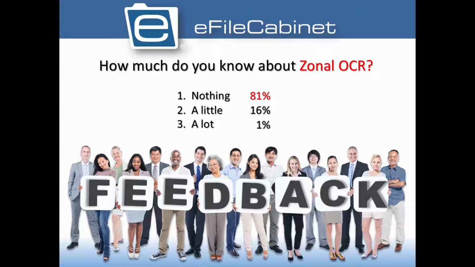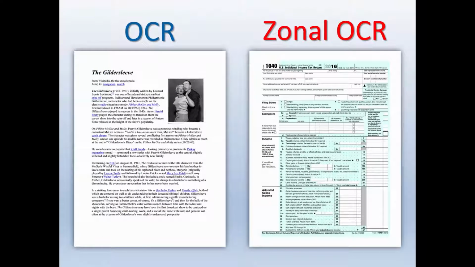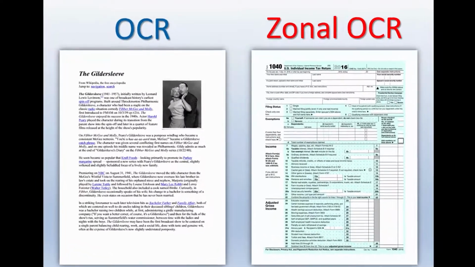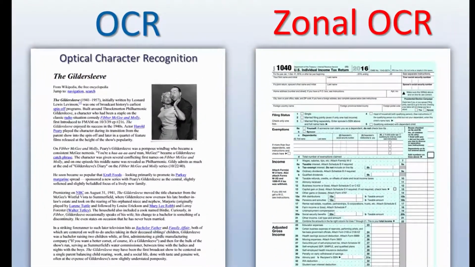Also, during the webinar, I was asked the question as to how Zonal OCR differs from OCR. So I thought the best way to demonstrate and explain it is to do it side by side. So here are 2 documents, OCR and Zonal OCR. On the left here, I think most of you know that OCR stands for Optical Character Recognition. If optical character recognition has been applied to a PDF document, then the characters found within that document are searchable. So for example, if I were to search for the word Gildersleeve here, then I would be able to see everywhere in that PDF where the word Gildersleeve exists.